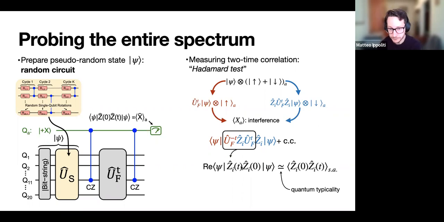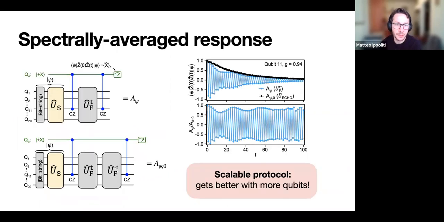And finally, by invoking the quantum typicality statement, we can replace this expectation on psi with a spectrally averaged expectation or trace. And so putting it all together, we have data that looks like this. So this is this autocorrelator on one of these random states psi. But we can further enrich this by composing it with the time reversal sequence that allows us to estimate the effect of decoherence. And this works quite nicely.